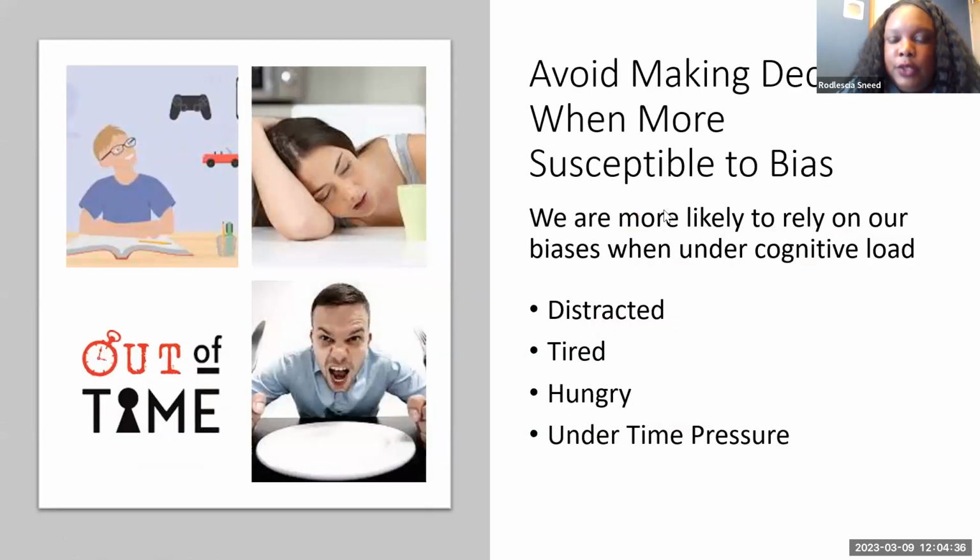Another thing on the individual level is really just avoiding making decisions when you're more susceptible to bias. In general, we rely on our implicit biases more when we're experiencing cognitive load. So if we're hungry, if we're tired, if we're feeling time pressure, if we're distracted by other things, all of those things really cause us to engage in more automatic processing just because we don't have the bandwidth to focus our attention when we have these other things going on. And so again, on the individual level, we encourage people to avoid making decisions about care and about treating people when you feel as though you're under more of this cognitive load.